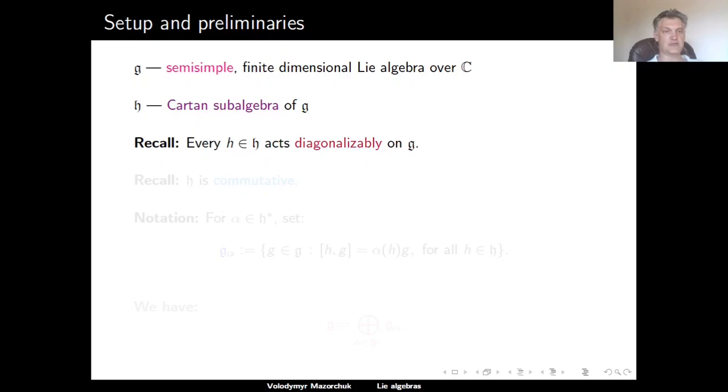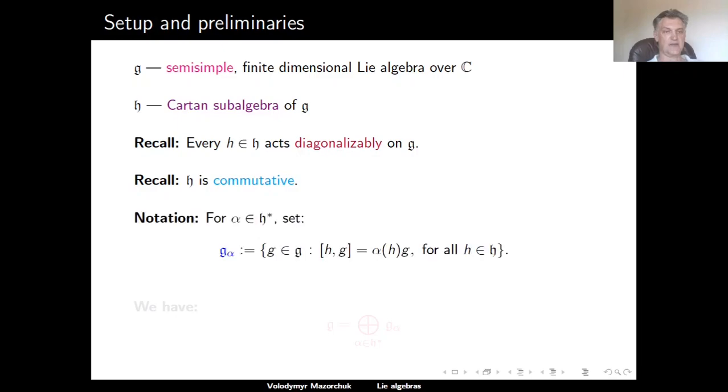Recall from the previous lectures that any element in this Cartan subalgebra acts semi-simply, that is diagonalizably, on the Lie algebra. Also recall that the Cartan subalgebra of a semi-simple finite-dimensional complex Lie algebra is abelian, so the bracket of any two elements in H is 0. This allows us to introduce the following notation.